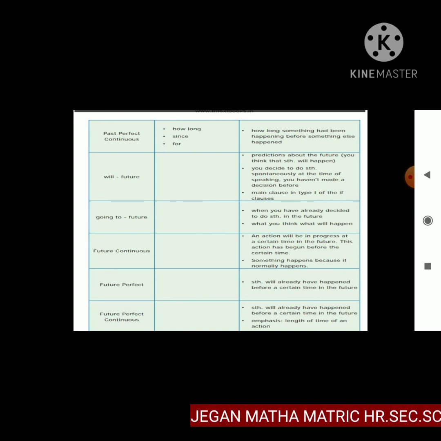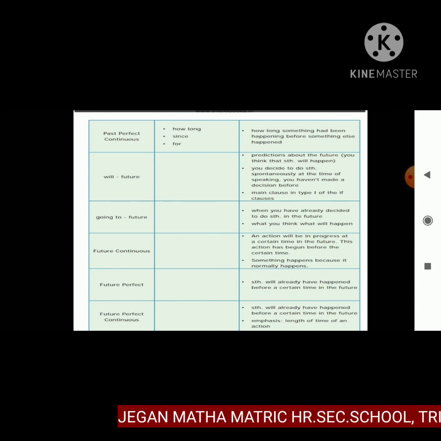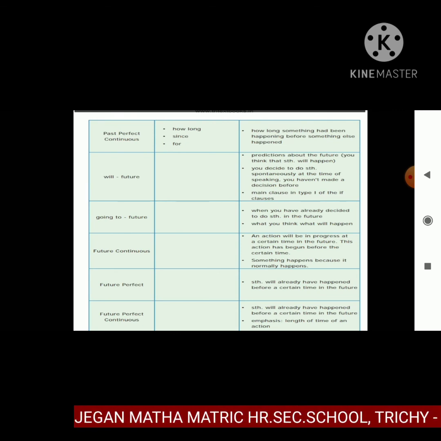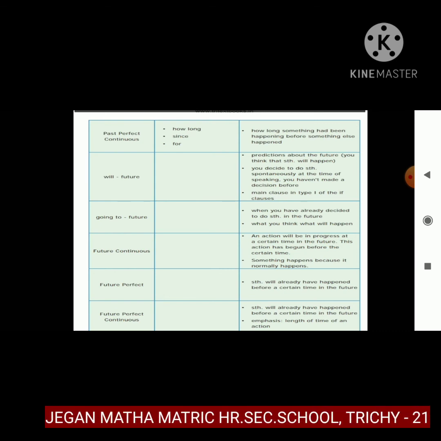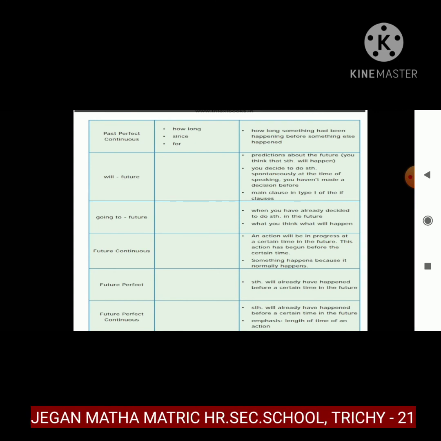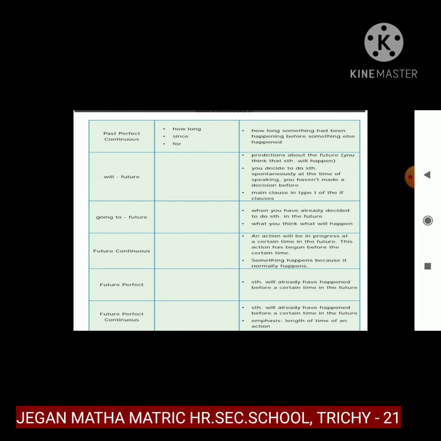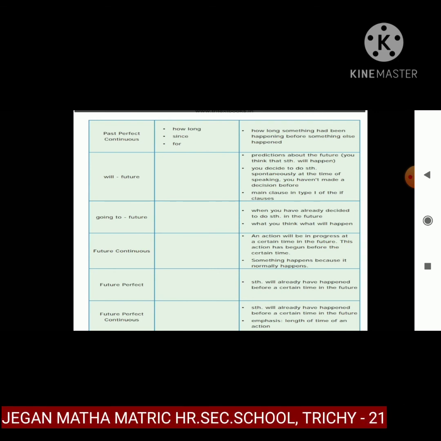Future continuous: will or shall plus be plus verb-ing. An action will be in progress at a certain time in the future. This action has begun before that time. Something happens because it normally happens. Okay, I will be writing a test. Writing is verb plus ing. Shall or will we can use.